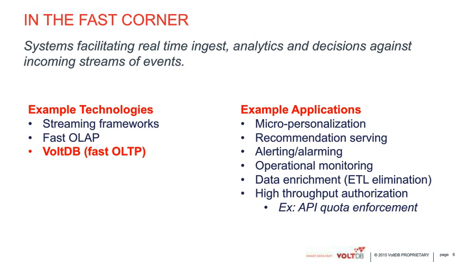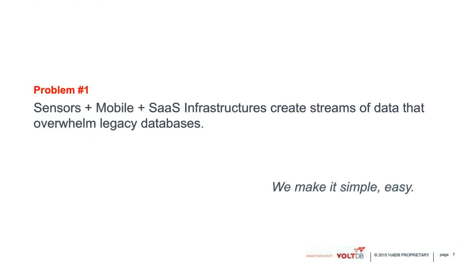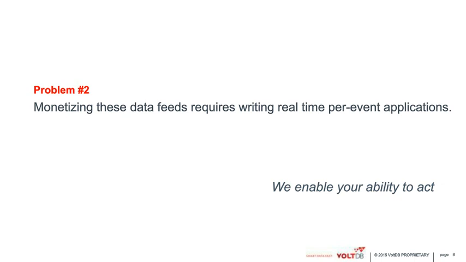Another way to look at this is from the point of view of macro trends. Sensors, mobile, and SaaS infrastructures create vast streams of data. We know that these streams of data overwhelm our legacy databases in two facets. One, they create more data by volume than those databases are designed to store and process economically and efficiently, and the rate at which they create these incoming streams also exceeds the performance capacity of these legacy systems. There's a fundamental problem, though. To monetize these data feeds, we need to be able to write real-time per-event applications.